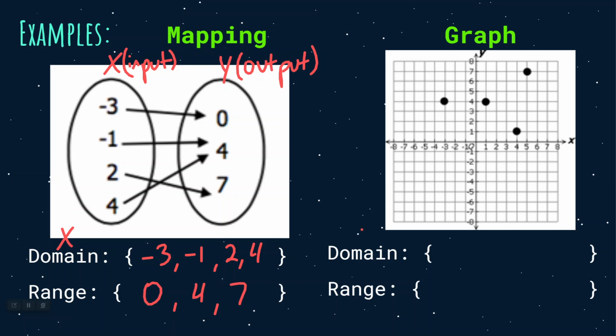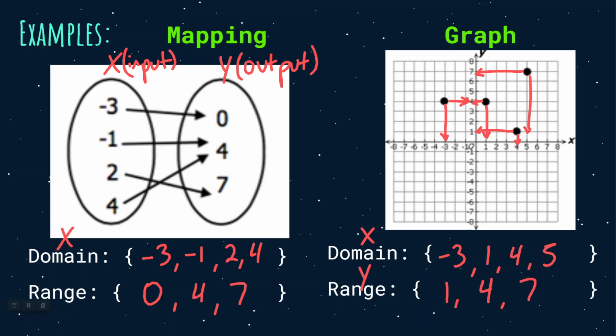Last one from a graph, I'm looking at the x values for each of these. -3, 1, 4, and 5 are my 4 x values. Then the y values, I'm looking at where do these points line up along the y-axis. That's at 1. That one's at 4, and that one's also at 4. I don't need to write that twice. I'm writing 4 for both of these 2 points, and then I'm going to write 7 for that last point up here. That has a y value of 7.